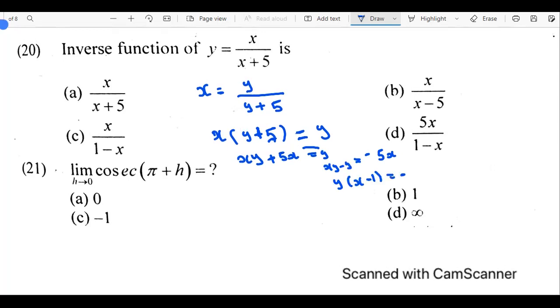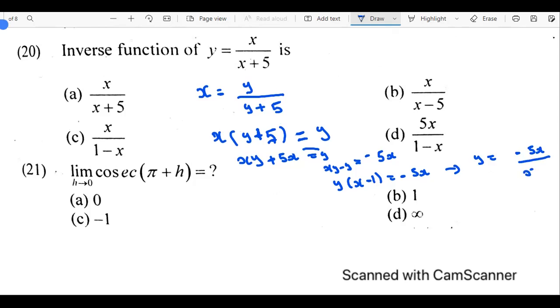divided by minus 5x. So I can clearly see that when I will make y the subject, I will have to divide x minus 1 to the other side. So it is minus 5x divided by x minus 1, and I don't have any option of this type. So what I need to do is take out minus sign common in the denominator, and then both the minuses in the numerator and denominator would be cancelled, and I will get D as my answer.